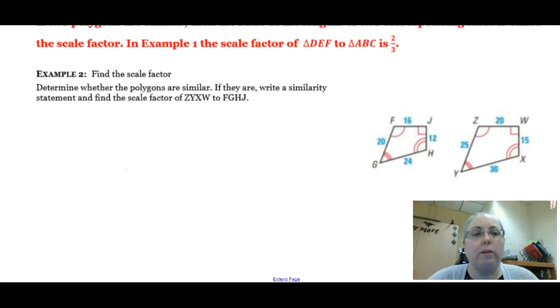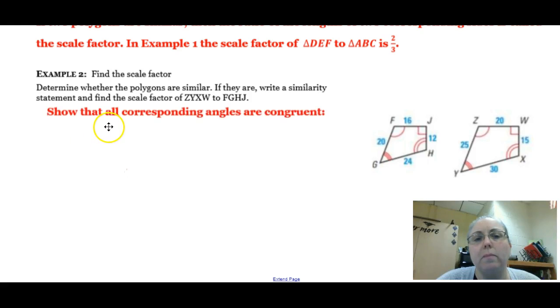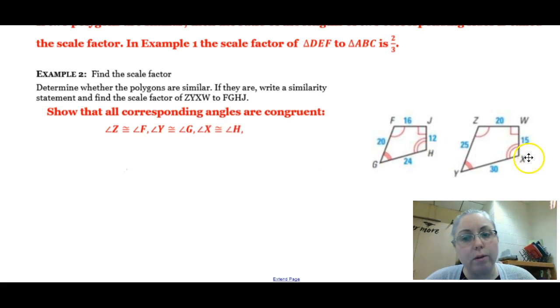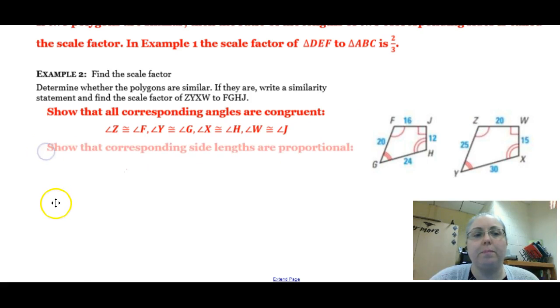So let's find the scale factor of these two polygons. So first of all, I need to make sure that they're similar. So I want to check all of my angle measures and show that all of the corresponding angles are congruent. So I can see that Z and F are congruent. I can see that Y and G are congruent based on the markings. H and X are congruent, and then W and J are both right angles, so they have to be congruent.